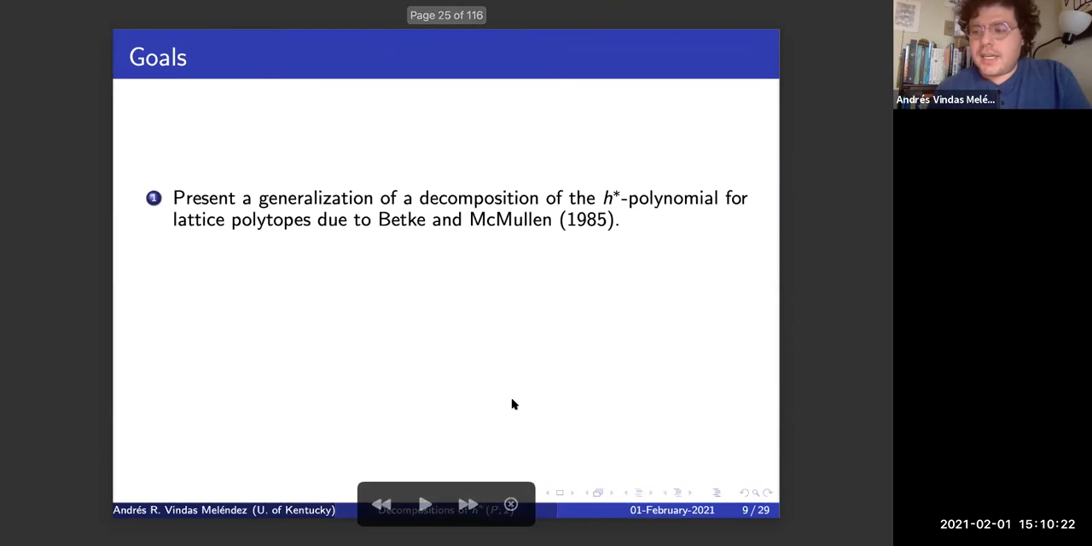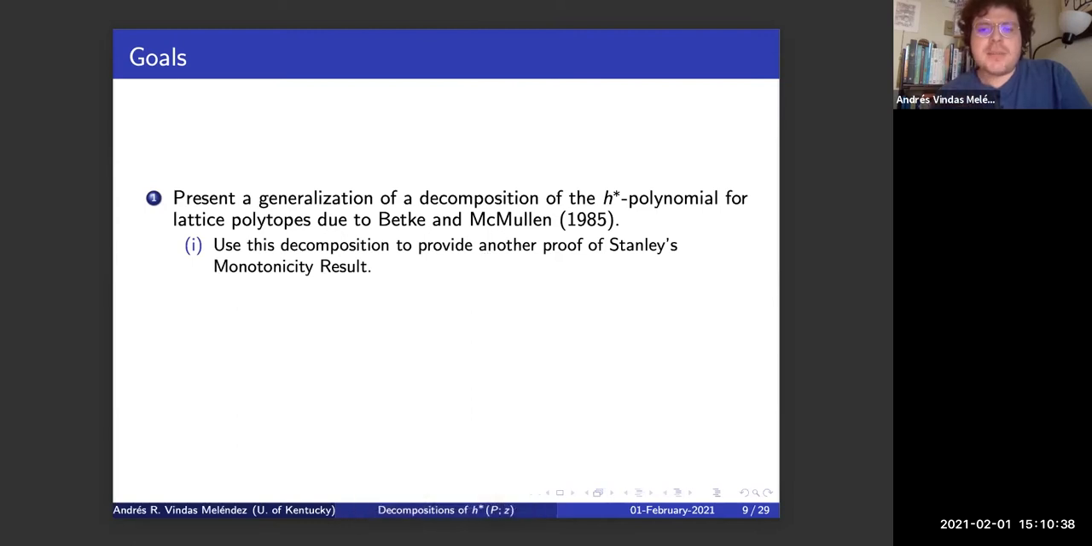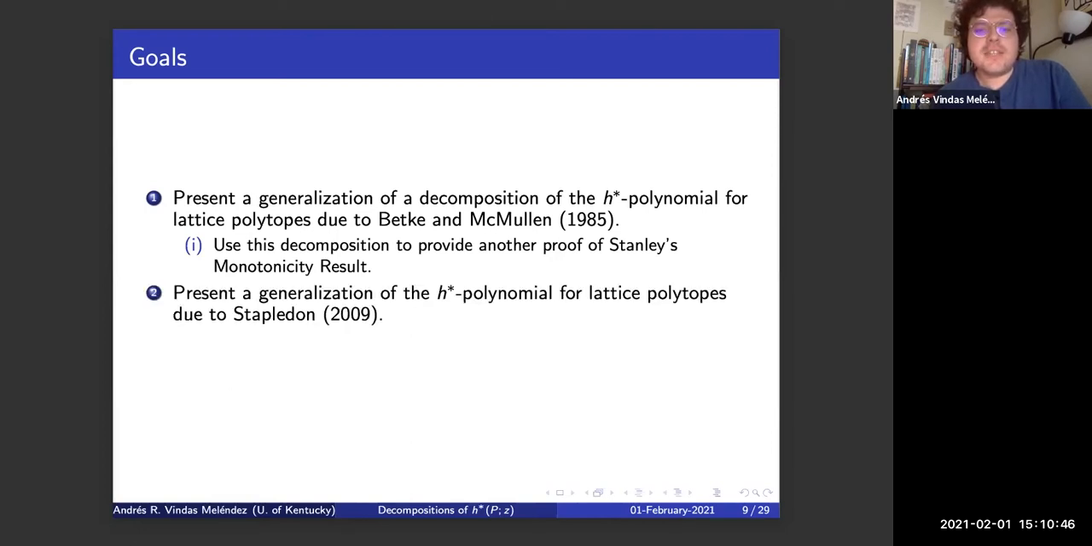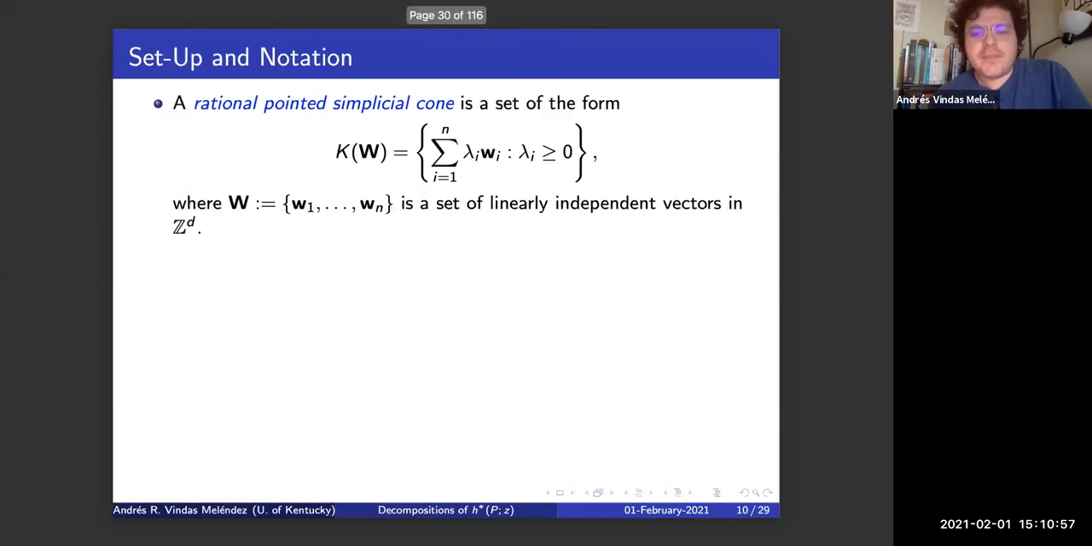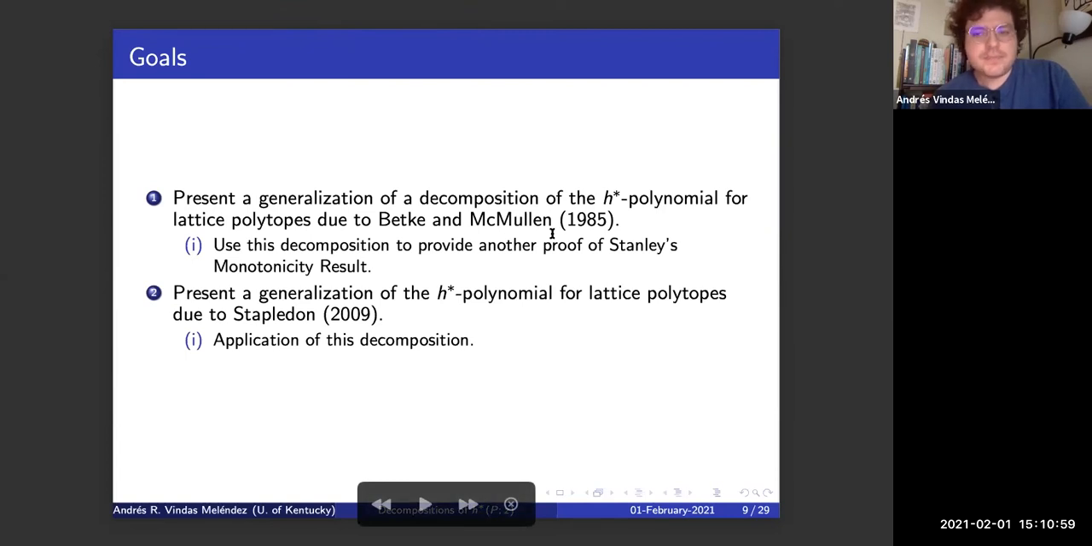And so what are the goals for the talk? First, I want to present a generalization of a decomposition of the h-star polynomial for lattice polytopes that's due to Betke and McMullen from the 80s. I'm going to use that decomposition to provide another proof of Stanley's monotonicity result. Then I'll present a generalization of the h-star polynomial for lattice polytopes that's due to Alan Stapledon, and I'll use that to give an application of this decomposition.